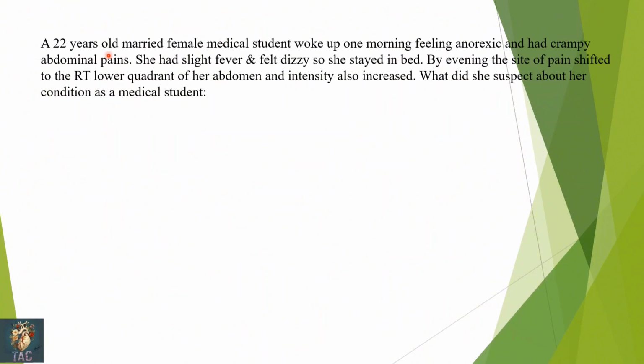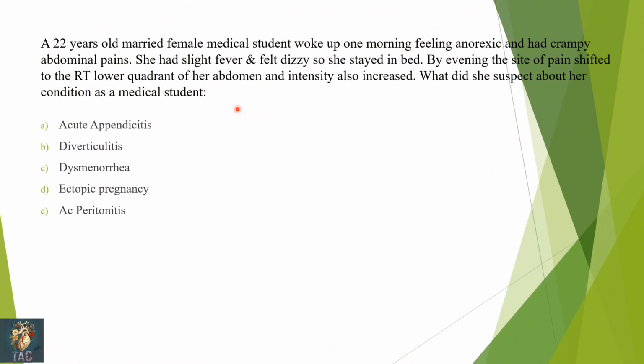Next is a 22-year-old married female medical student woke up one morning feeling anorexic and had crampy abdominal pain. She had slight fever and felt dizzy, so she stayed in the bed. By evening, the site of the pain shifted to right lower quadrant of her abdomen and intensity also increases. What did she suspect about her condition as a medical student? So that may be acute appendicitis, diverticulitis, dysmenorrhea, ectopic pregnancy or acute peritonitis.